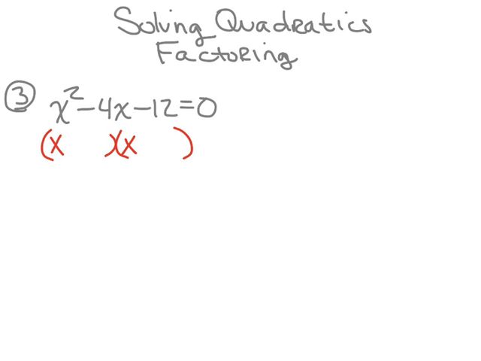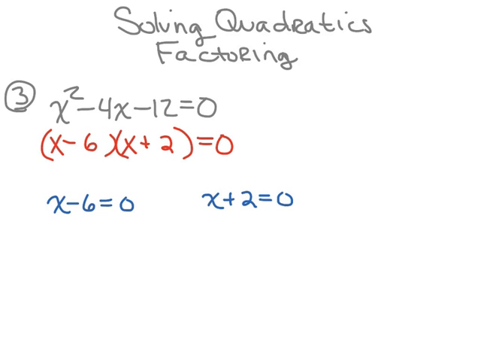And those two factors are negative 6 and positive 2. Because negative 6 times 2 gives me a negative 12, and when I add a negative 6 and 2, I also get my negative 4. So these are the factors. Of course, they're still equal to 0. Now what I can do is take each one of those factors, set them equal to 0, and we're going to solve each of these equations.